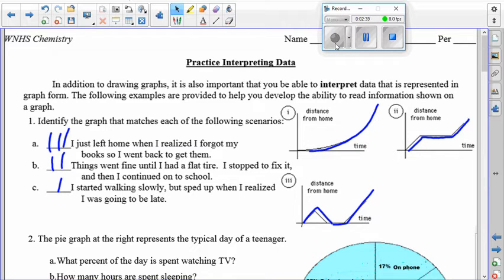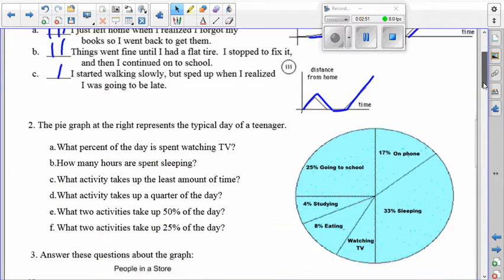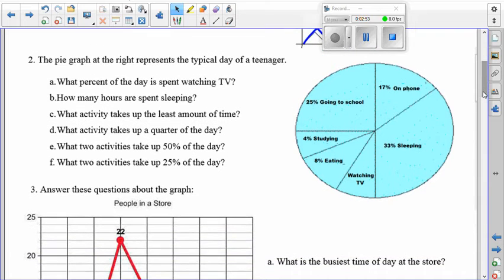All righty, so like I said, tomorrow you need to be able to make a graph, which is what we practiced yesterday, but you also need to be able to read a graph, okay? So that is what we are going to be doing here today, or that's what we just practiced here today. So like this guy, the pie graph at the right represents the typical day of a teenager. Remember, a day, how many hours are in a day? 24 hours, so that's just one thing you need to know.